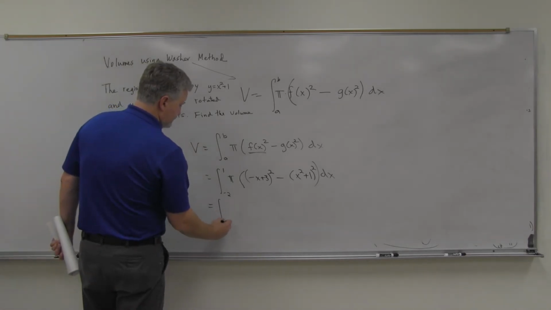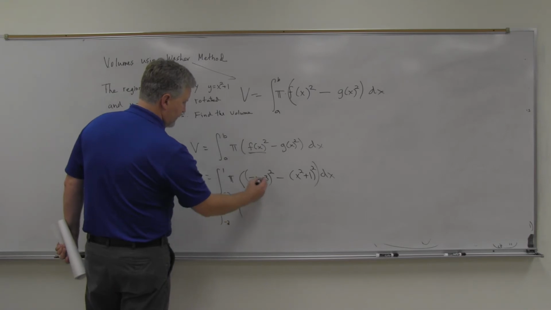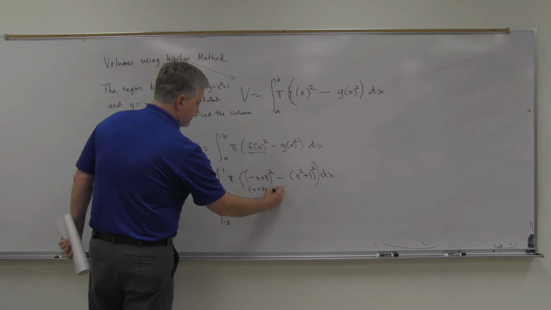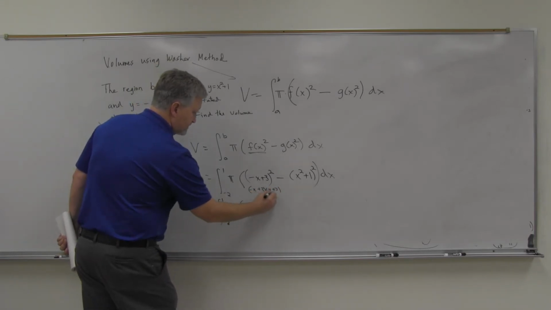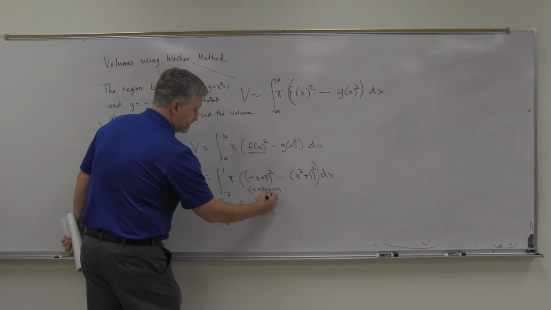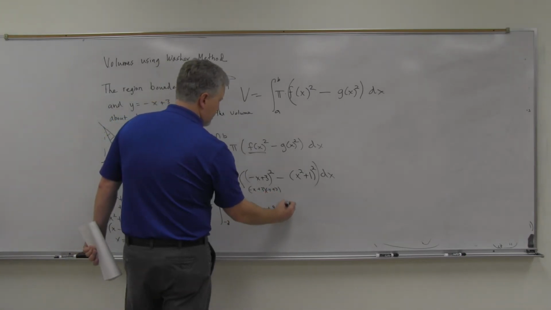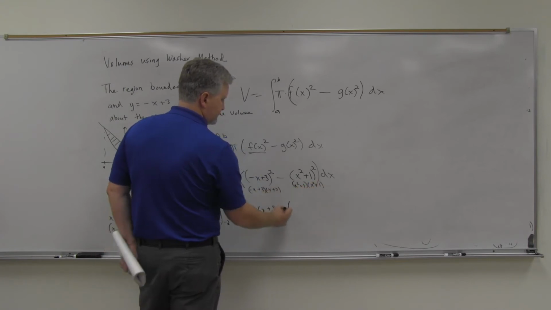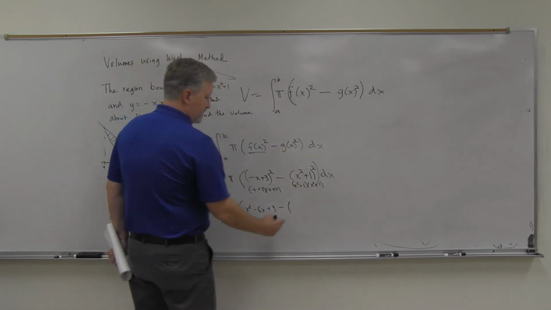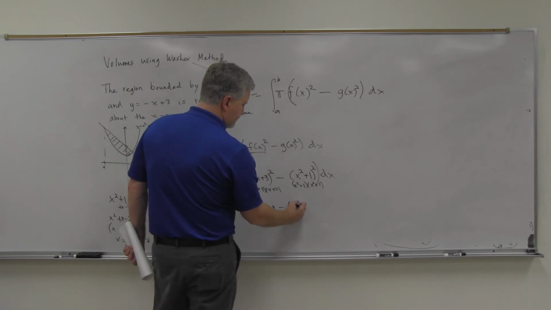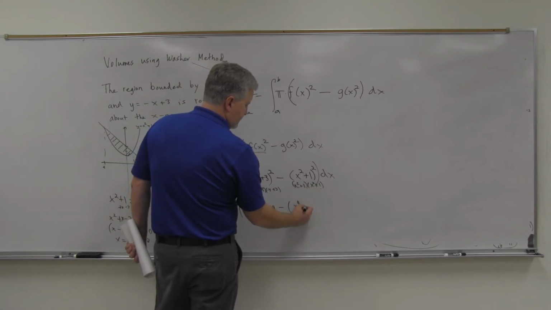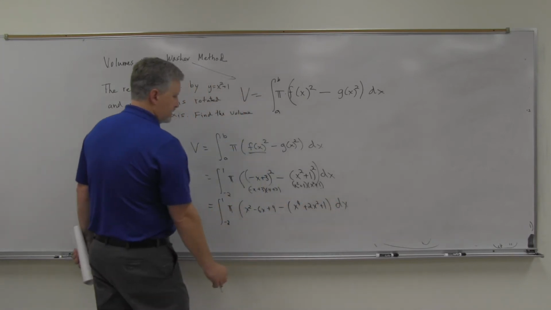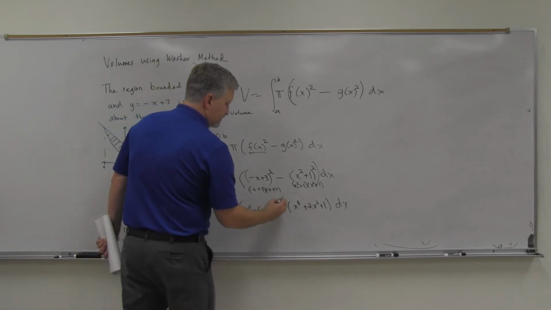Well, the best thing to do here, go ahead and square those out. Negative x plus 3 times negative x plus 3, that would be x squared minus 6x plus 9. And then minus here, square that out. Just have to be careful because it is minus behind the minus sign. So it'd be minus parentheses x to the 4th plus 2x squared plus 1. Yeah, that negates all those.